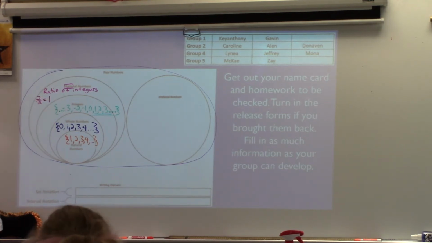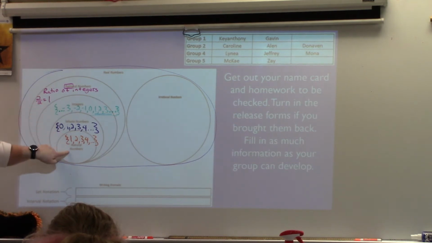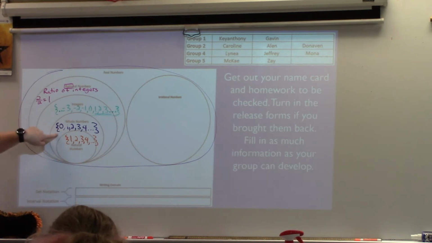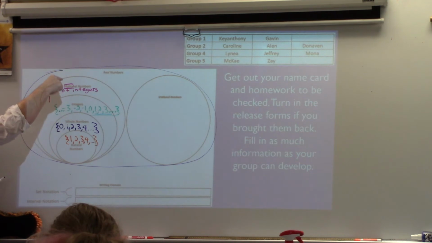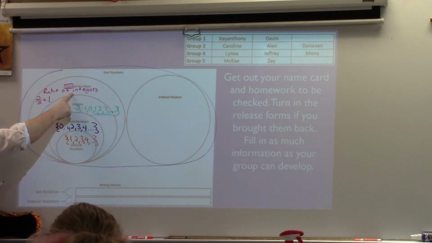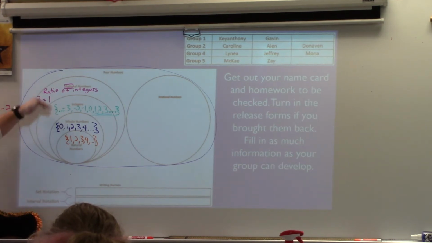That's a ratio of integers, and I want you to know this because it's actually pretty important. So 1, which is a ratio of integers, isn't that also a natural number? Isn't that also a whole number and also an integer? So every integer is also a ratio of integers. Right, -2, isn't that the same thing as -4 divided by 2? So every integer is a rational number, every whole number is a rational number, every natural number is a rational number.